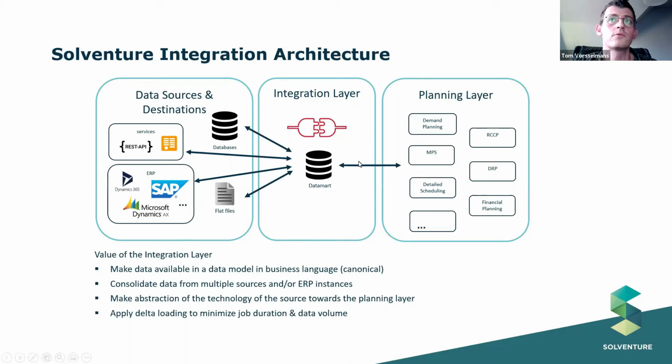So from the planning perspective, there is only one source, which is the data mart. And this allows us to make abstraction of all the technology. So it doesn't matter anymore if the data comes from a SAP ECC system or a SAP S/4HANA system. That is hidden because we add that intermediate layer. Also on technical level, it offers opportunities because we can apply delta loading to extract only changed data, or to load data through a moving window instead of extracting the full history each day.